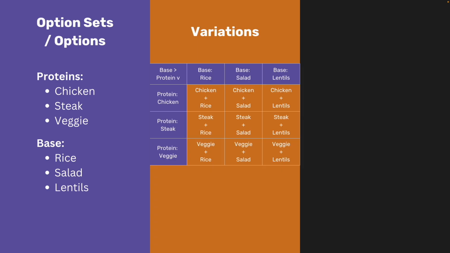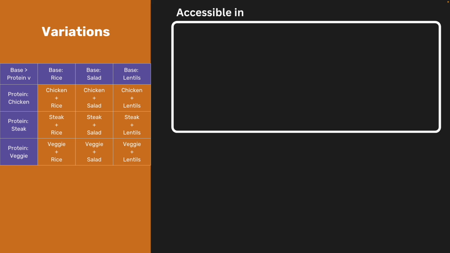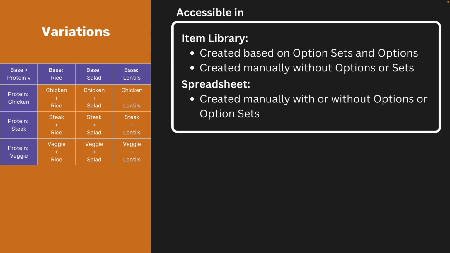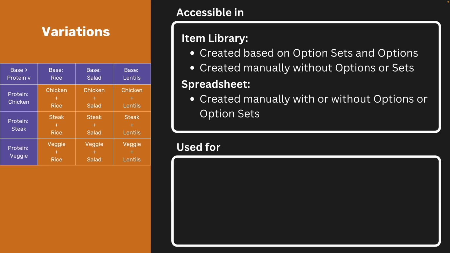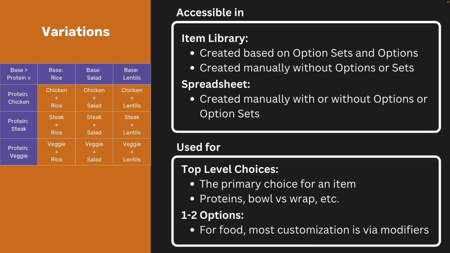Next, we'll talk about our variations. Now, variations, as you see visually here, are built out of the options and option sets. Let's talk specifically about these real quick. These are accessible in the item library, of course. They're created based on option sets and options, or we can create them manually without the option sets and options. They're also accessible in the spreadsheet. We create those again manually. They're not done automatically like in the item library. And we use these for, again, top level choices. That's the primary and secondary choices. And 1 to 2 options, which creates our variations.